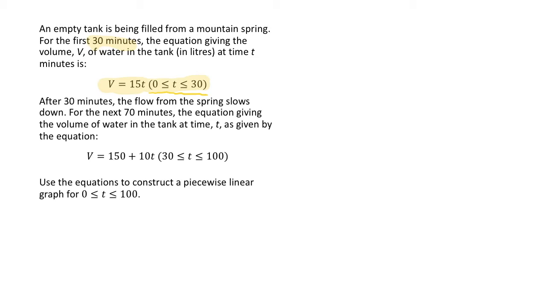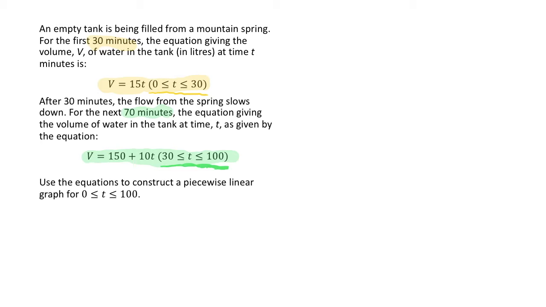After 30 minutes of water filling, the spring slows down. For the next 70 minutes, the equation is V equals 150 plus 10t. That means it slows down and is now filling at 10 liters per minute. In our equation, the domain of t between 30 and 100 matches the question for the next 70 minutes. Starting at 30 minutes and adding on 70 minutes gets us to our finishing point at 100. Because it is less than or equal to 100, we know that our graph is going to have a definite ending point at 100.